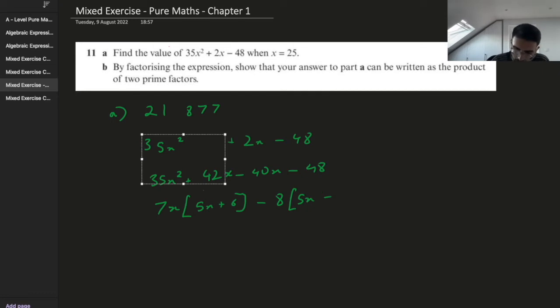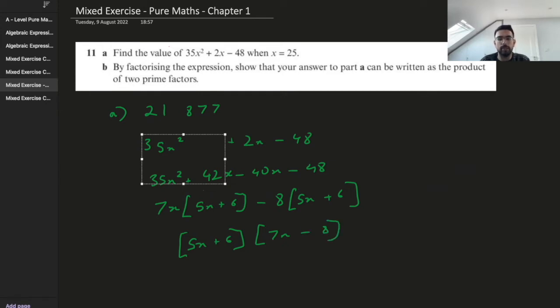And now I know that when I have something like this, because it's 5x plus 6, I can take this in common. When it comes to factorizing, this is the highest common factor between both of these terms. So I can take this in common and write 7x minus 8. And this is an alternative method of factorizing. You do not need to know this method in the exam.